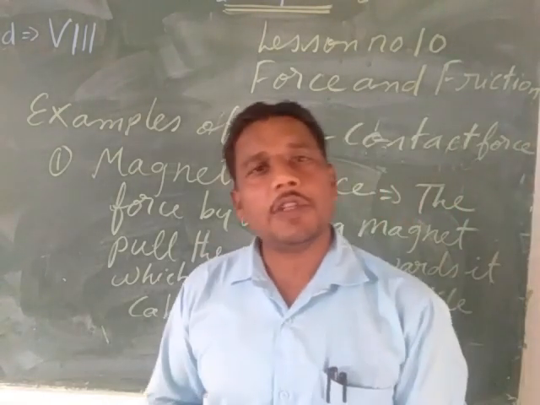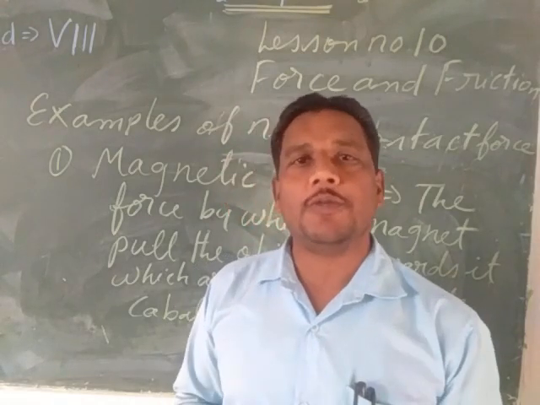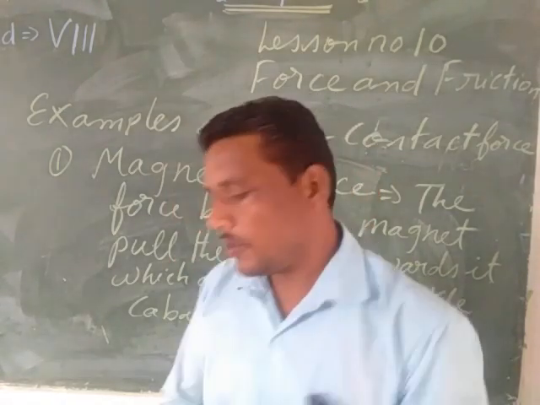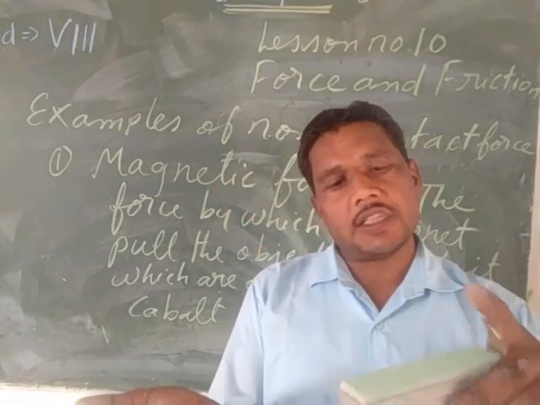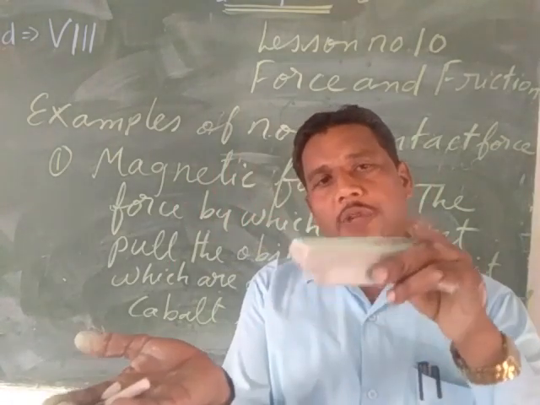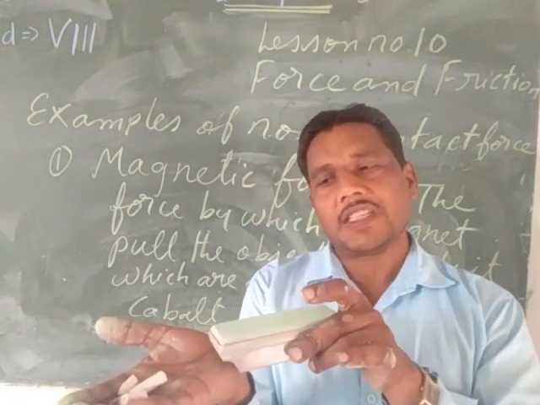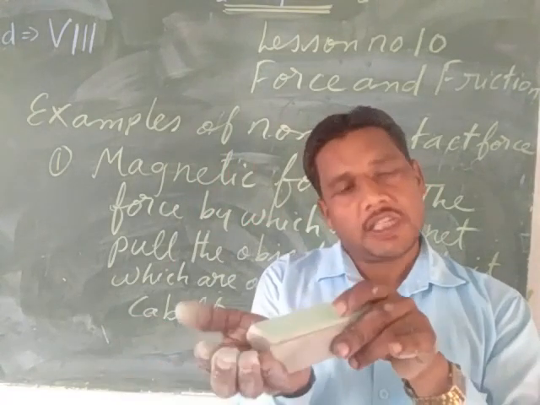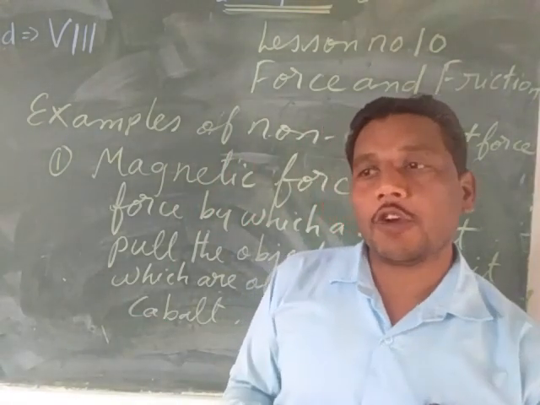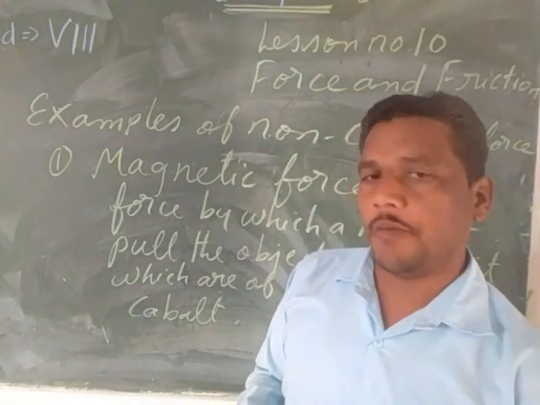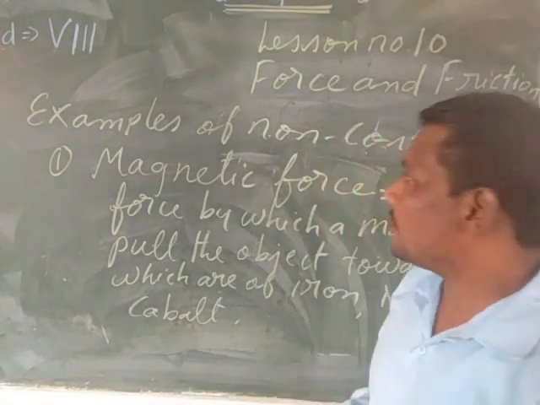So this magnetic force is also an example of the non-contact force. See, suppose these are iron nails and suppose this is a magnet. Suppose I bring this magnet near these iron nails. These iron nails will go and stick to this magnet because of the strong magnetic power, the pull force of the magnet. So that is also an example of the non-contact force.